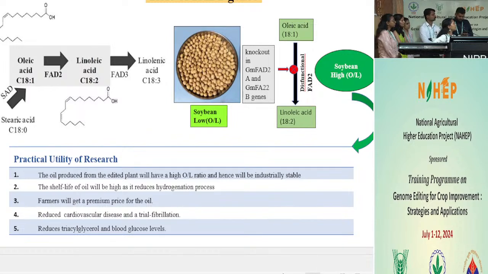So what we are looking forward to do is basically knock out or mutate this FAD2 enzyme, that is fatty acid desaturase 2, which causes the desaturation of oleic acid and converts it to linoleic acid, which is again a polyunsaturated acid, which is harmful for heart health. And with this I think we are going towards the gene editing portion of our slide.